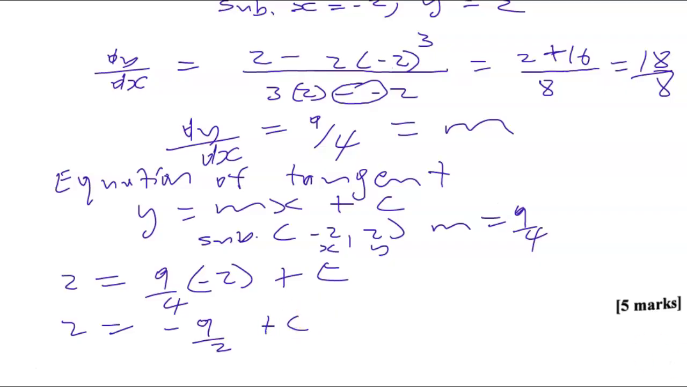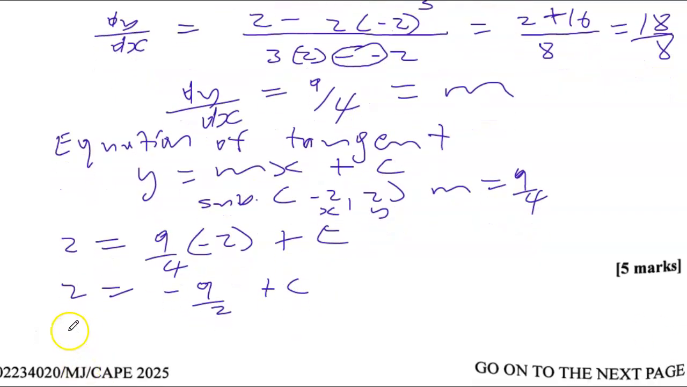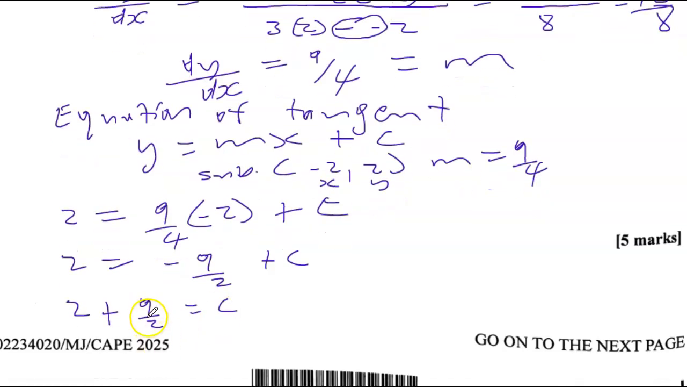And then to solve for c, we can add 9 over 2 to both sides. So 2 plus 9 over 2 is equal to c. Now 9 over 2 is the same as 4.5. So 4.5 plus 2, that's 6.5. So c is 6.5, or 13 over 2 if I want to write it as an improper fraction.